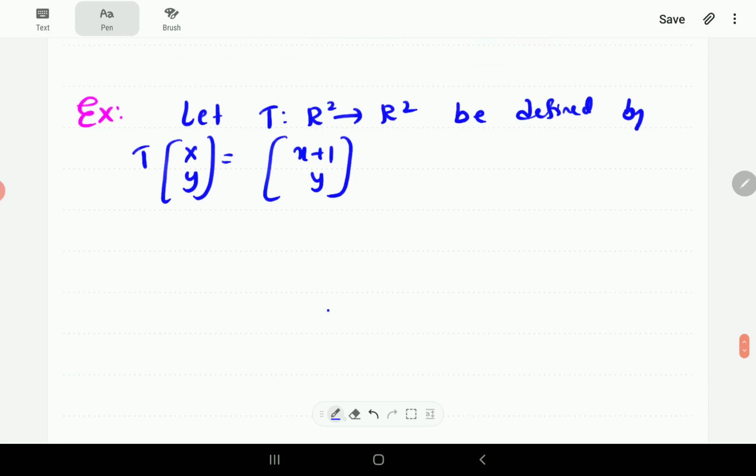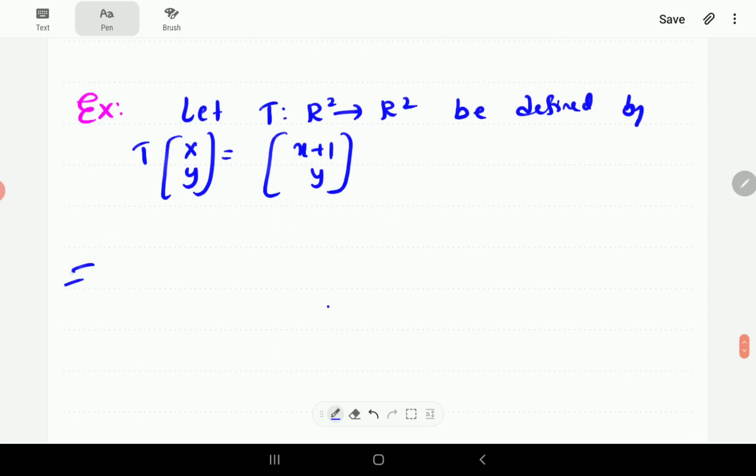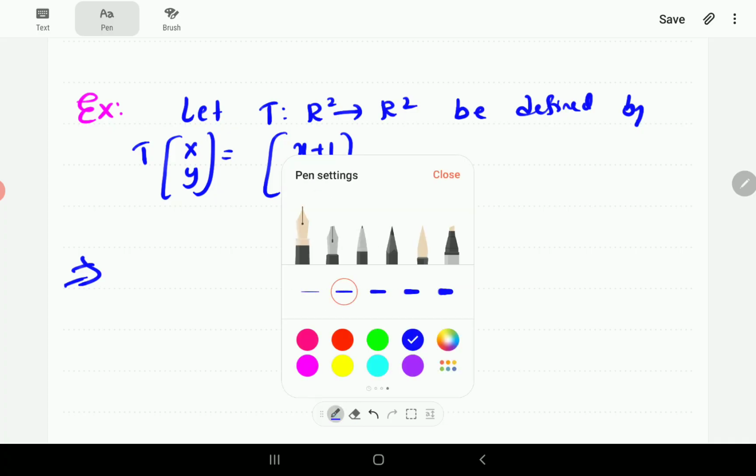Okay, let us see whether it obeys the linear transformation or not. So here what I take is a zero transformation, because if it is a linear transformation, let me give you a note here.